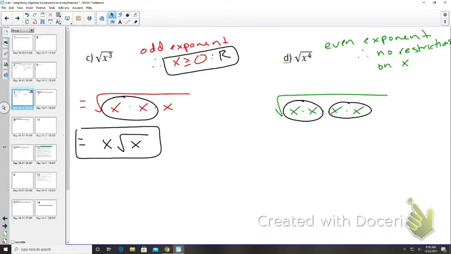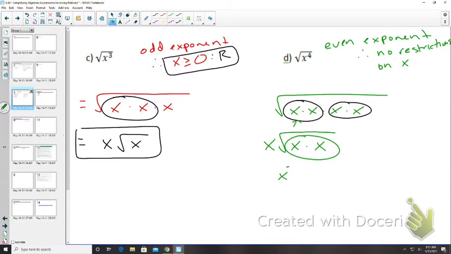So let's do these one at a time, okay? So let's take out this first pair of x's. We get x square root of x times x. And then we have another pair, so let's take those outside. And then x times x gives us x squared. Okay, so no restrictions, and our fully simplified radical is x squared there.